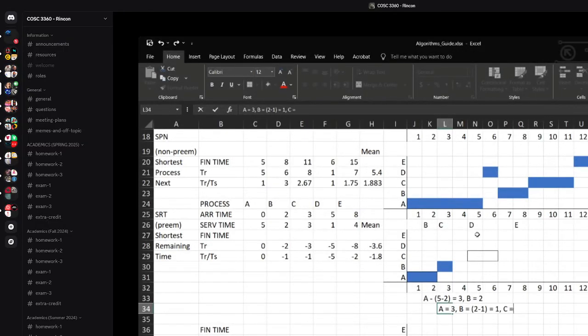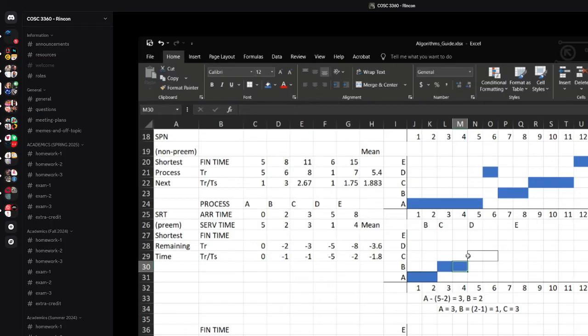And then C is going to have a service time of 3 when it enters. Okay? So right now, between these three, which one has the shortest remaining time? Well, it's still B, right? Because B only has one left to run. So B is gonna run and it's gonna finish.